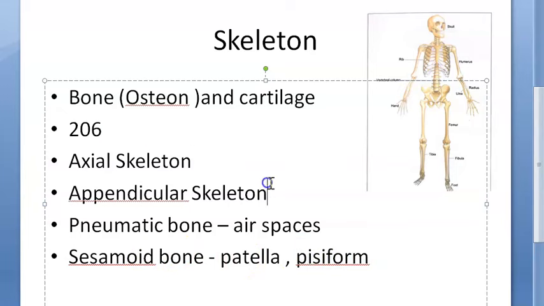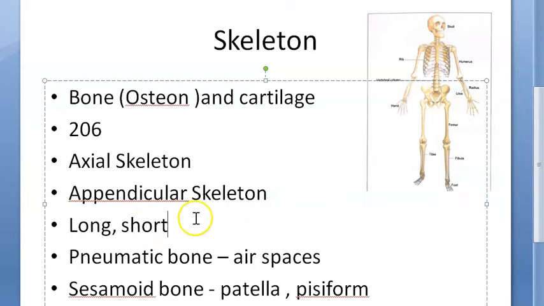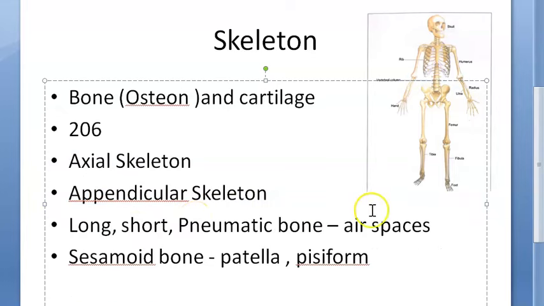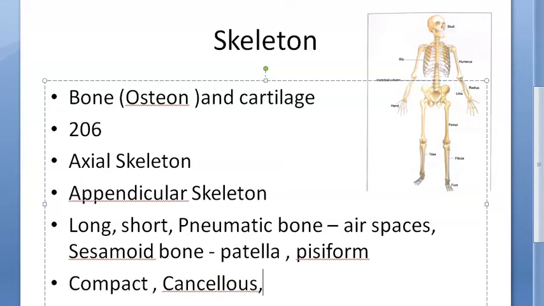So far, what have you looked at, guys? You looked at these terminologies: axial, appendicular. Then you saw long bone, short bone, pneumatic bone, sesamoid bone. All this you have looked at. What else did you see? You saw the parts of the bone, compact bone, cancellous bone. Then you saw how the blood supply to the bone is. All this you have seen.